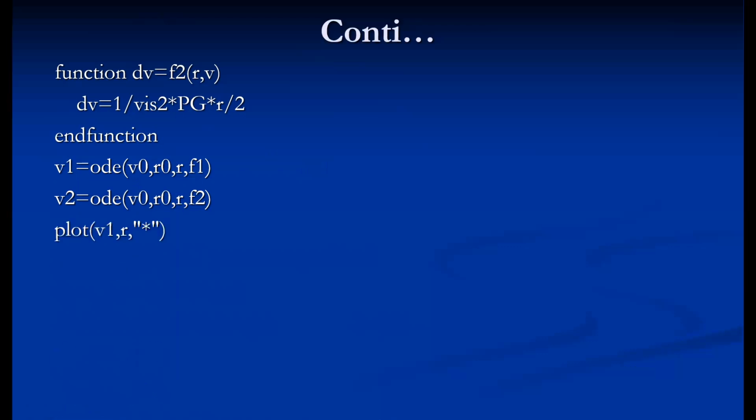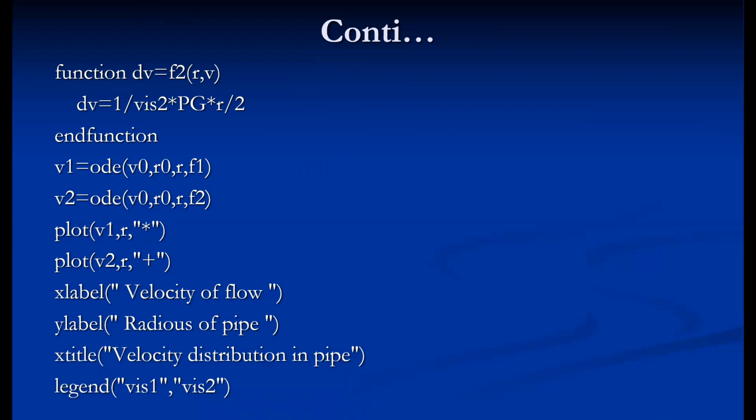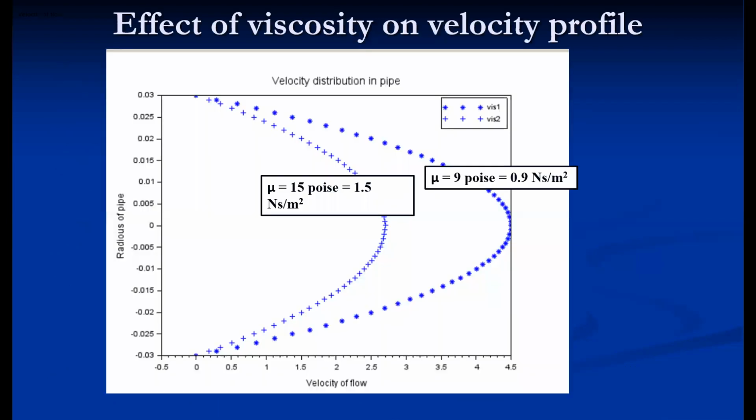Then we can develop a plot of velocity versus radius with a marker for getting the effect of viscosity. For viscosity 1 we are using the star marker, and for the second we are using plus. So 2 plots we can develop, and we can label also. On the x-axis we are considering velocity, and on the y-axis the radius of the pipe, which varies from minus 0.03 to plus 0.03. Then the title is velocity distribution in the pipe. The legends we can write as Vs1 and Vs2. So this is the plot.